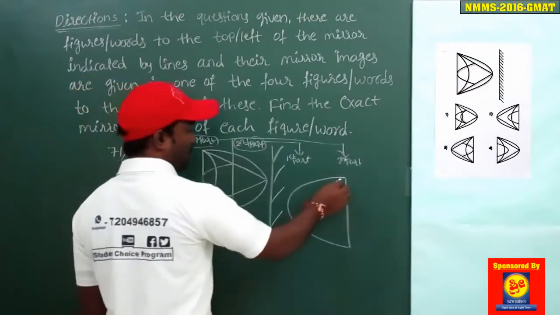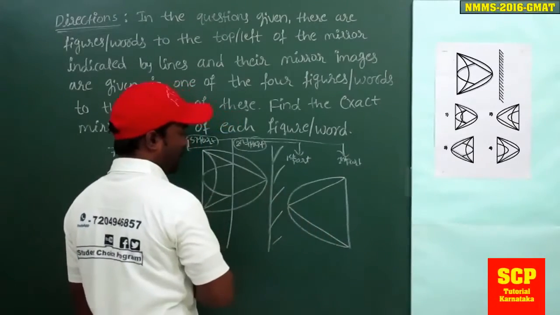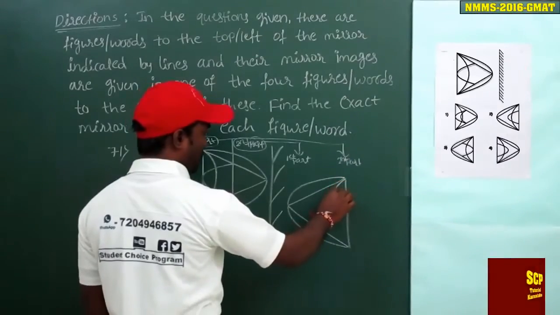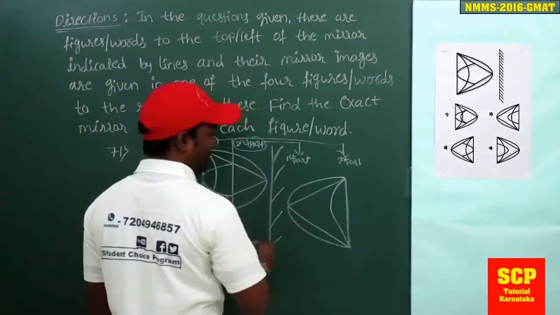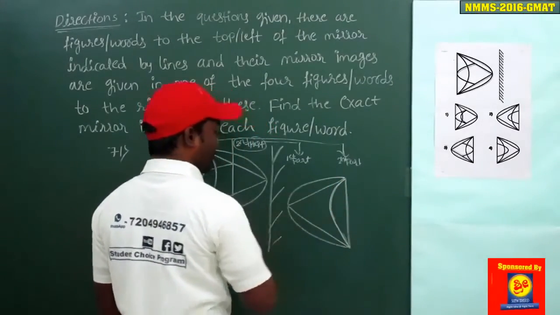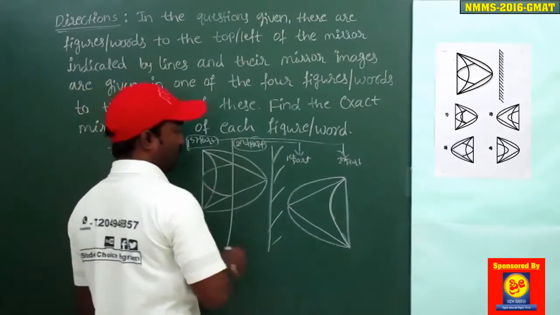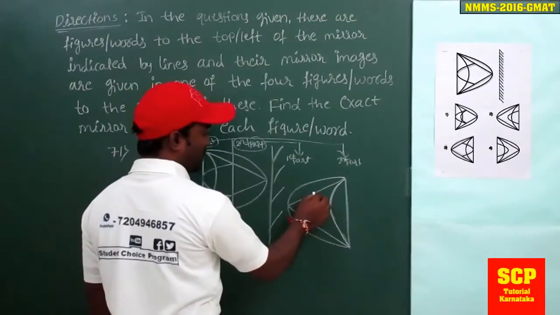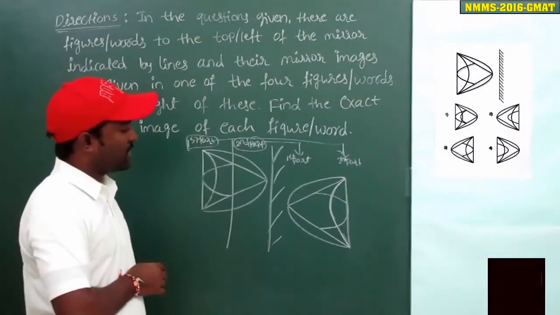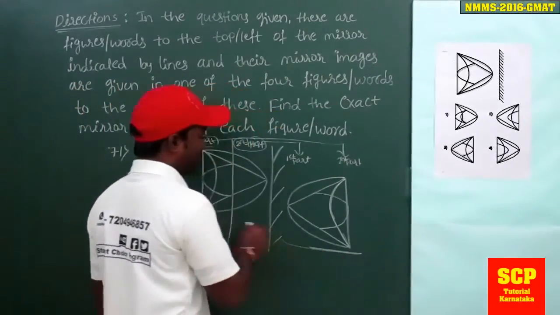Next, what you have to do, this one is to be drawn like this. Okay, draw this curve. Is there anything left? Nothing. So this is the mirror image of this given figure.